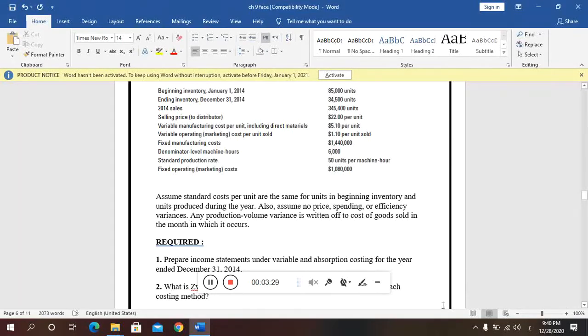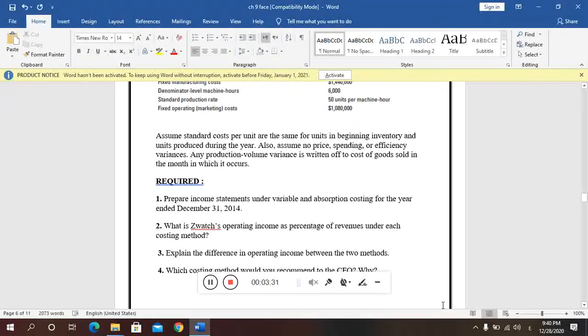And number 2, the Z Watch operating income as a percentage of revenue, that is, the percentage of operating income to the revenue. Number 3, explain the difference in operating income between the two methods. And number 4, which costing method would you recommend to the CFO and why?